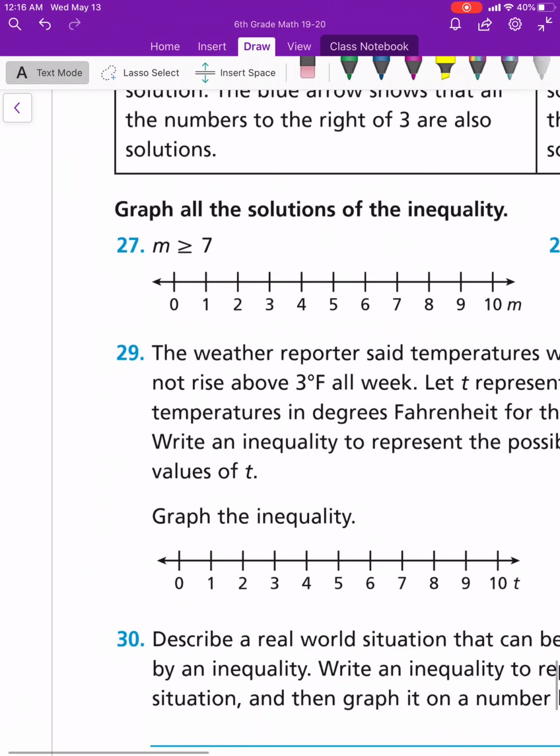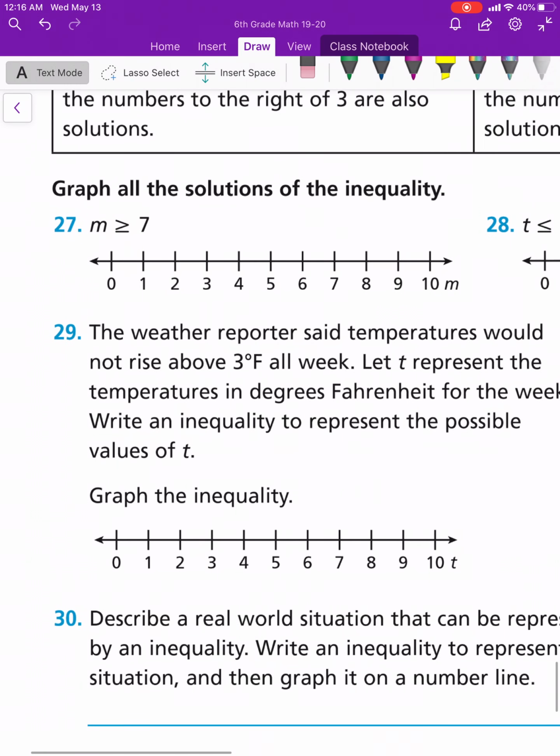Good. Graph all of the solutions for the inequality. We're going to do m is greater than or equal to 7. It can be equal to 7, so we can go ahead and color that in. And it's everything that is greater than 7, right? So it goes this way. M is a number that is larger than 7, so we're going up.